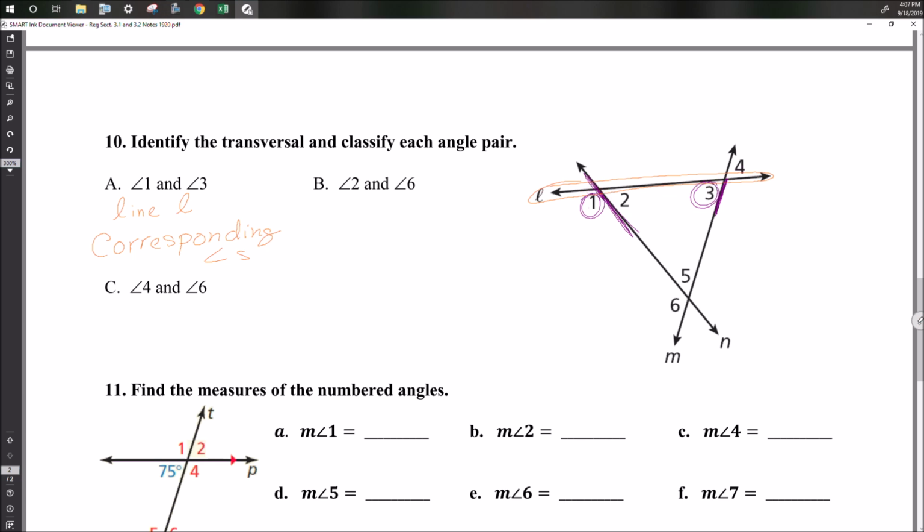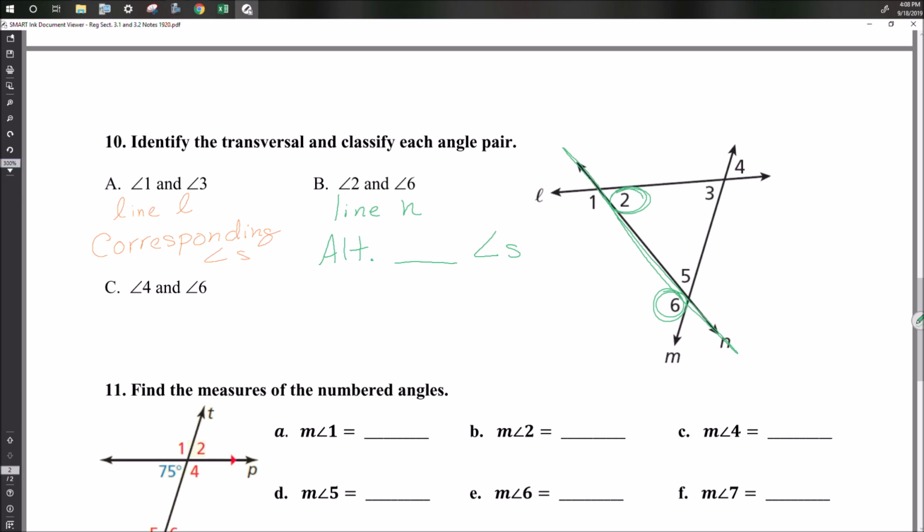Okay. So I'm going to clear my picture and do the same thing for angle 2 and angle 6. To identify the transversal, it must be the line that helps form both of those angles. If I look there, angle 2 and angle 6 are formed partially by line N. So line N is our transversal. Now, I notice they are on opposite sides of the transversal, line N, so that means they're alternate something. So I know they're going to be alternate, so I'm going to put alt.